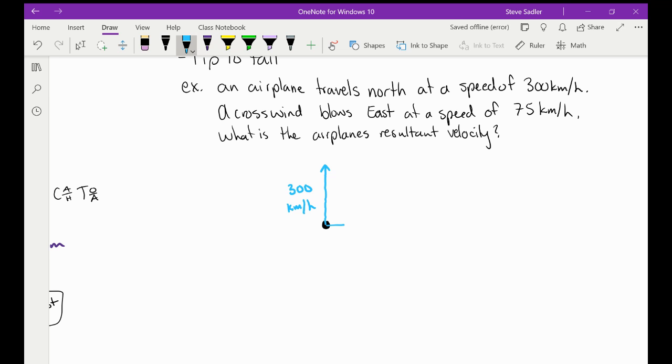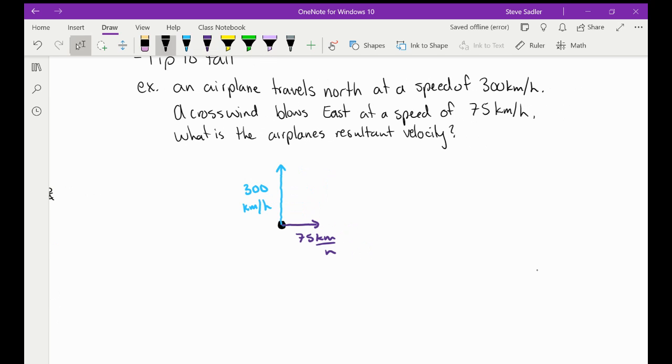So from the airplane, it's blowing like that. But we can't really add them when they're like that. We don't really know what the resultant vector is, because we know that the airplane's definitely not traveling straight north because there's wind blowing it to the east. So what direction is it traveling? So when we add these, it's good to add them tip to tail.